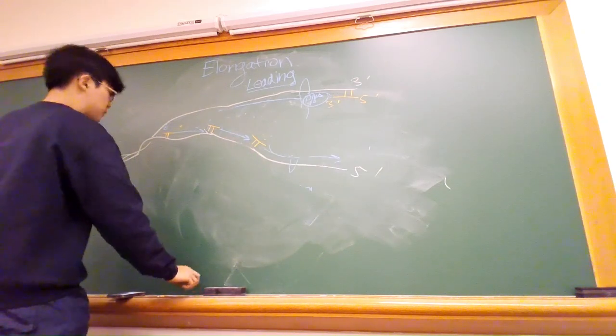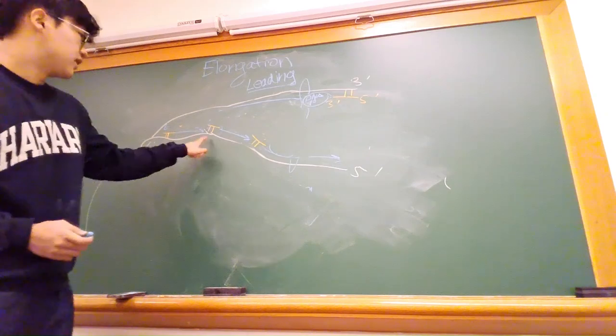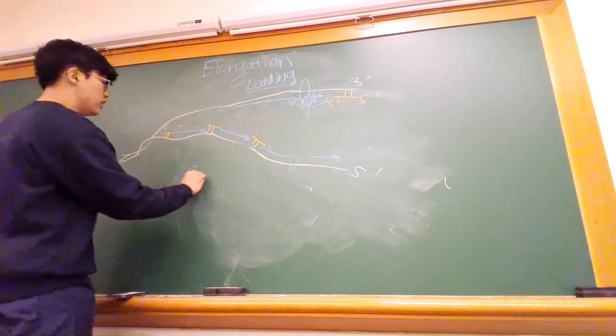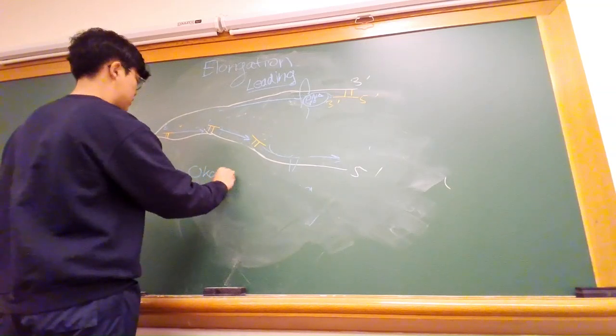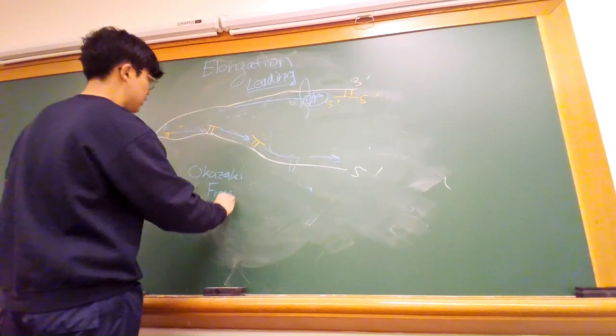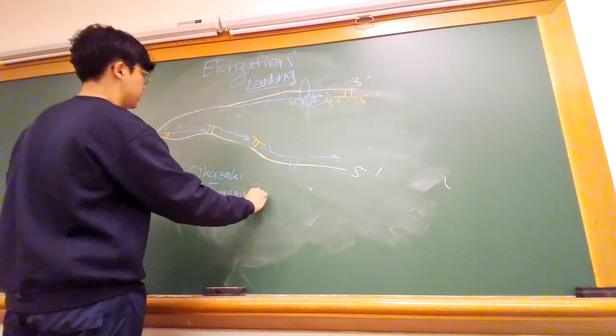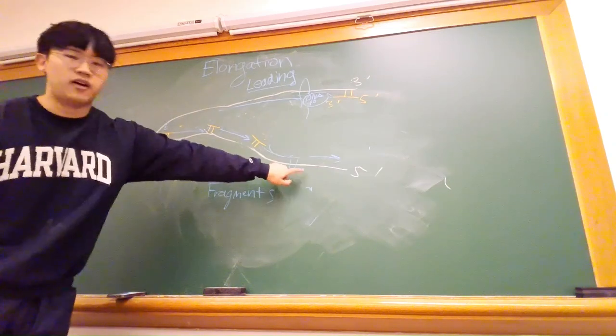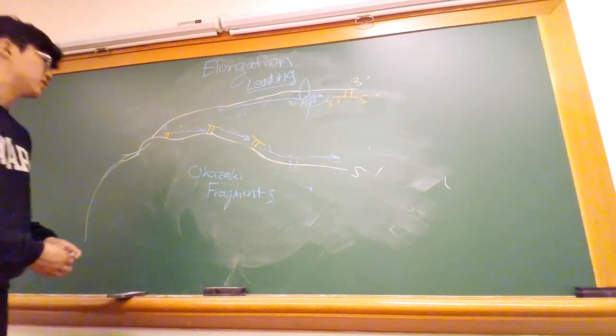Oh, and let me talk about some terminology. You see these fragments of DNA that are disjointed by these RNAs. These are called Okazaki fragments, named after the scientist that discovered how these work in replication. So these bits of DNA on the lagging strand are the Okazaki fragments.